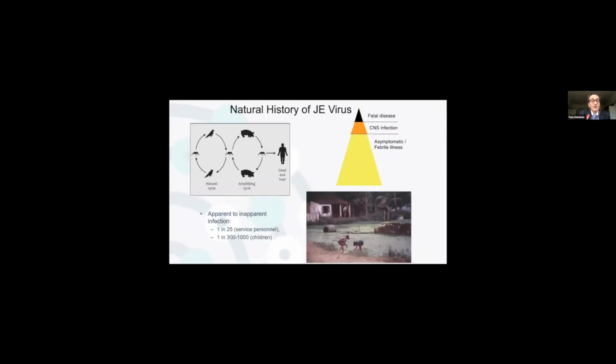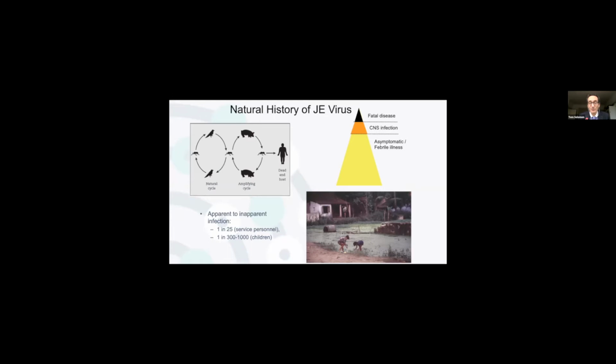Now here we are, this is a critical slide. So it's a mosquito-borne virus that naturally circulates among birds and then sometimes spills over into pigs. So it's a zoonotic virus, and humans are dead-end hosts. We become infected when we're bitten by an infected mosquito, but we don't pass the pathogen on further. And there's a triangle, as there are for many of these conditions.